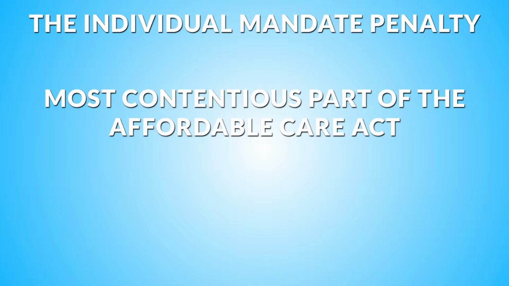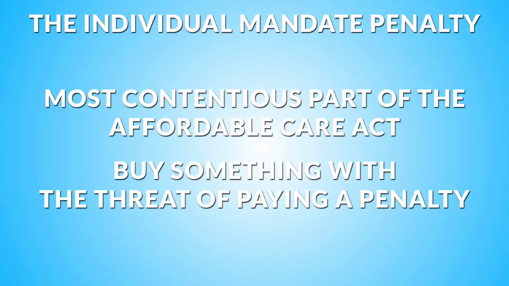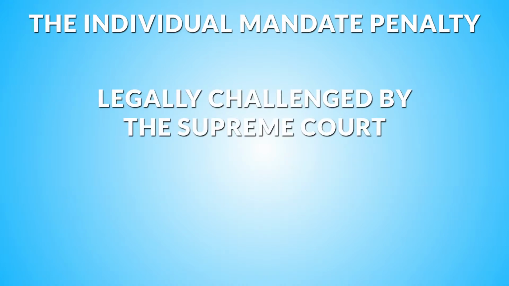The individual mandate penalty. The individual mandate penalty has been the most contentious part of the Affordable Care Act. Those opposed to Obamacare felt that the government did not have the constitutional authority to make the citizenry buy something with the threat of paying a penalty. This is the issue that was legally challenged all the way to the Supreme Court.